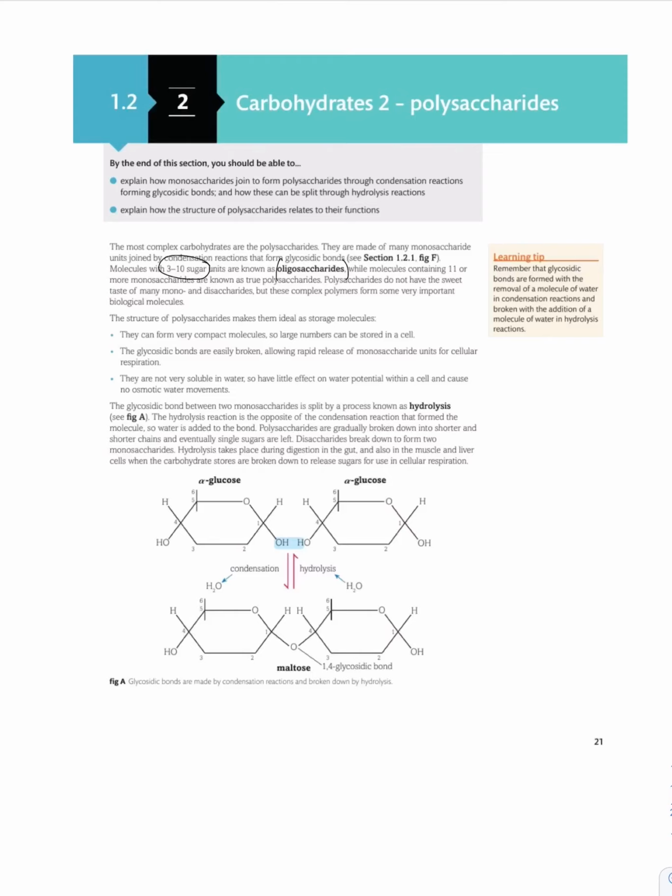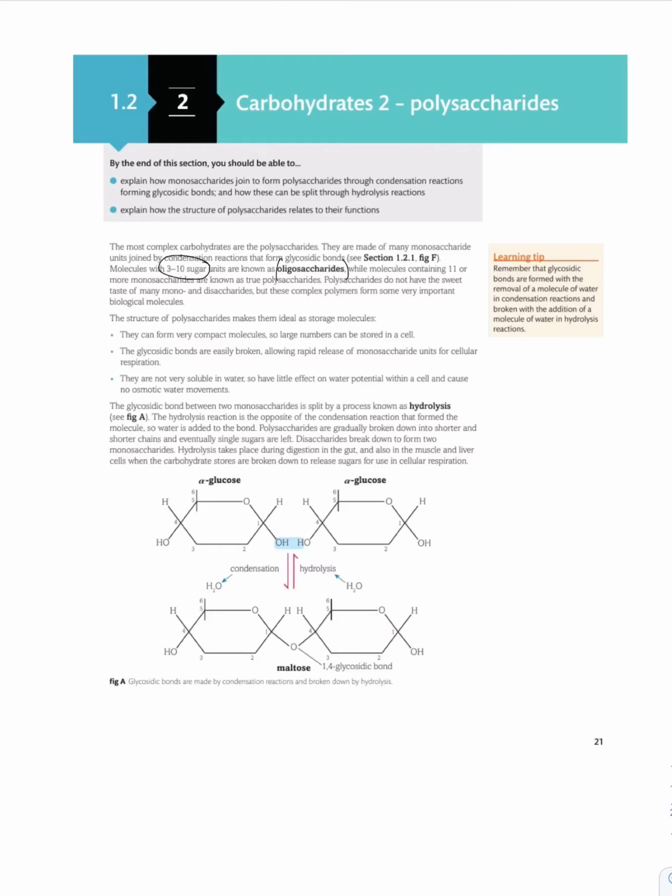Polysaccharides do not have the sweet taste of many mono and disaccharides, but these complex polymers form some very important biological molecules. The structure of a polysaccharide makes them ideal as a storage molecule. They can form very compact molecules, so large numbers can be stored in a cell, so it's a concentrated storage. The glycosidic bonds are easily broken, allowing rapid release of monosaccharide units for cellular respiration, which is suitable for energy storage. They are not very soluble in water, so have little effect on water potential within a cell and cause no osmotic water movements. So they're not going to really interfere with cell processes, they're just there.